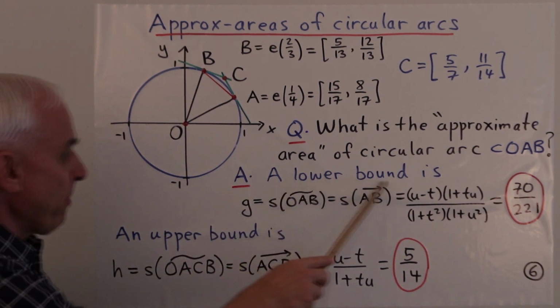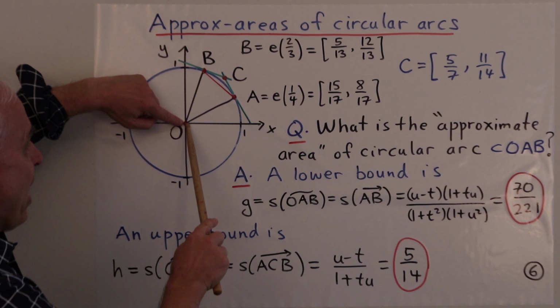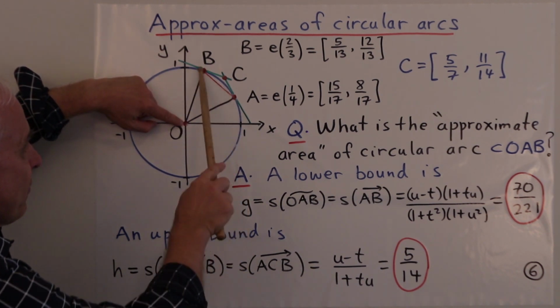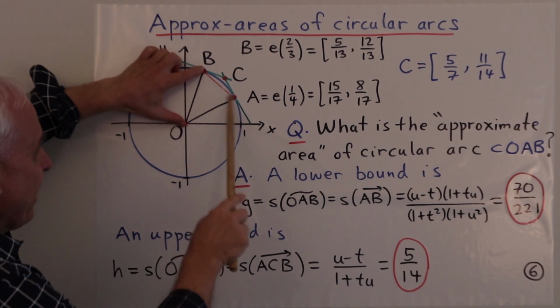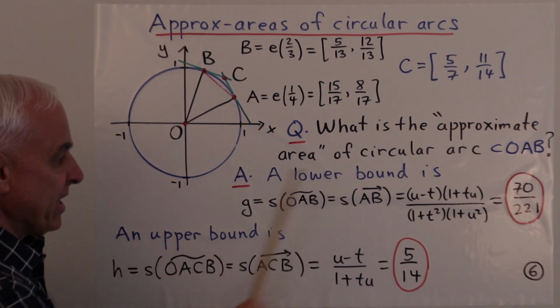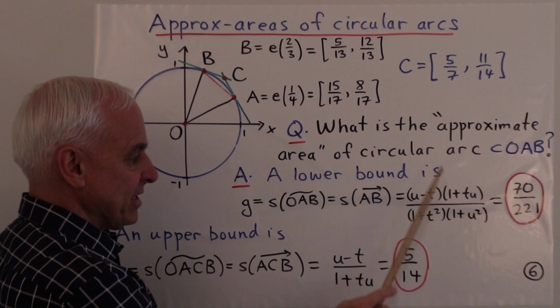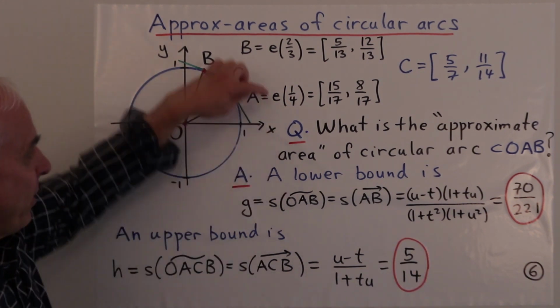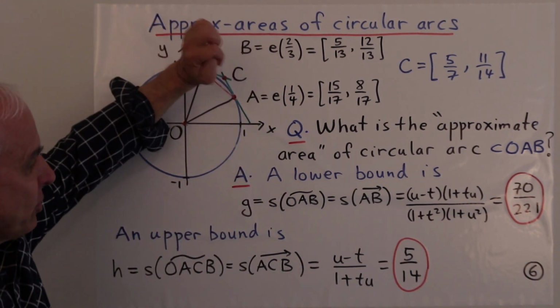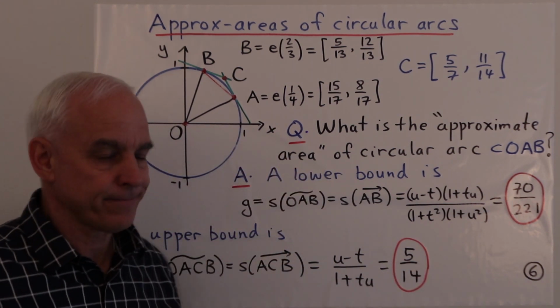So we now have a lower bound and an upper bound. The lower bound is what you get when you take this quantity g, the signed area of the triangle OAB. So we just perform that cut there along the line, and that triangle will be some lower bound for it. And we know what the signed area of that is. It's (u minus t) times (1 plus tu) over (1 plus t squared)(1 plus u squared). And when t and u are 1/4 and 2/3, you can plug in and you get 70 over 221.